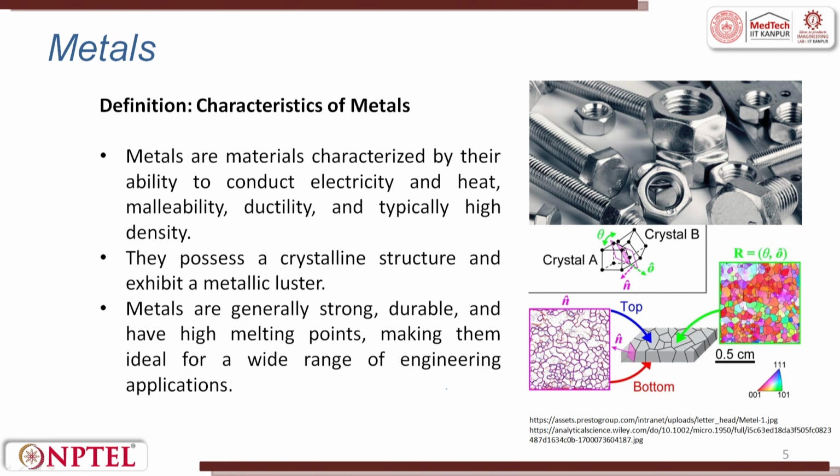Characteristics of metals. Metals are materials characterized by their ability to conduct electricity and heat, apart from malleability, ductility and typically high density. These are a few characteristics. Corrosion resistance is also there.